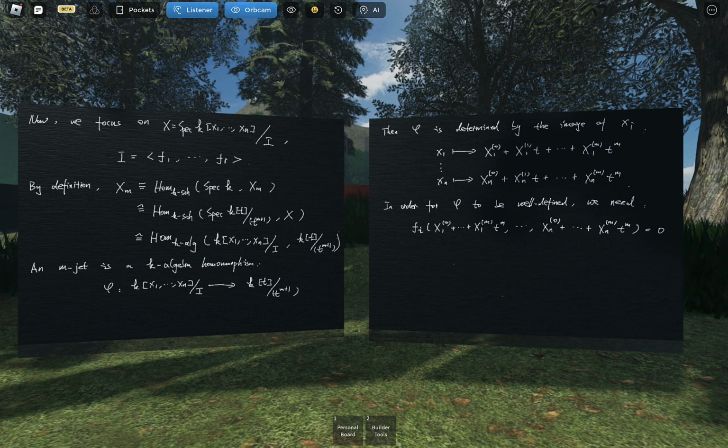Equals 0 in this ring, for all i equal 1 to r. So if you just write down what this polynomial looks like, this will be a polynomial in t with coefficient polynomials in this capital X.